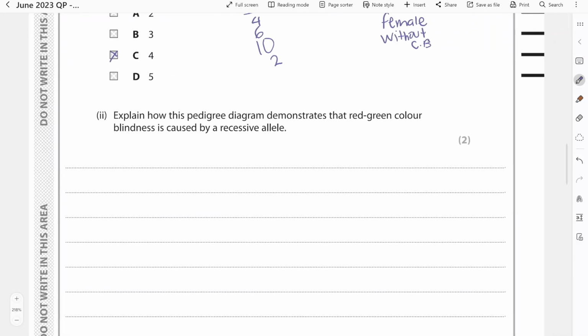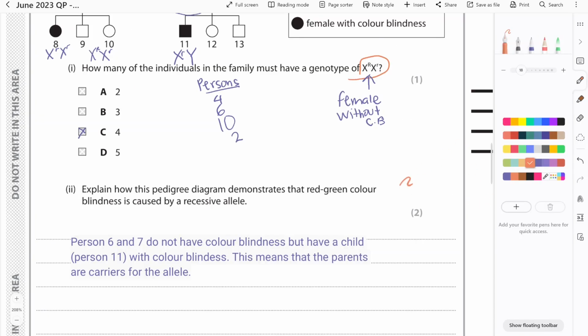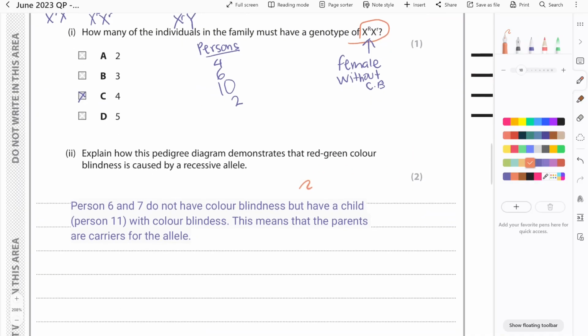I'm going to zoom out now. Explain how this pedigree diagram demonstrates that red-green color blindness is caused by a recessive allele. There are multiple ways to answer this question. This is how I chose to answer it.